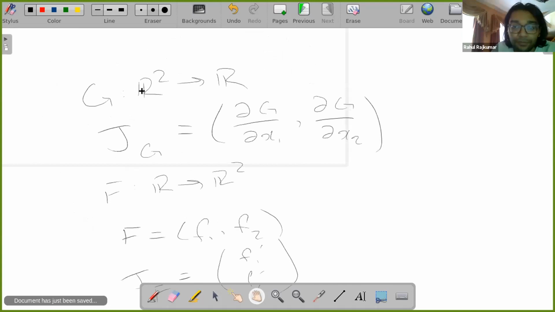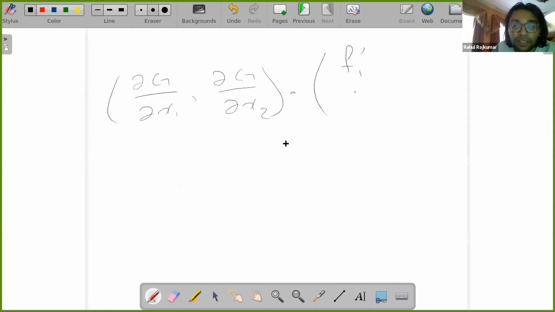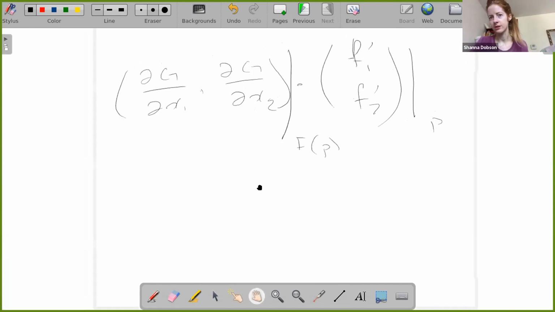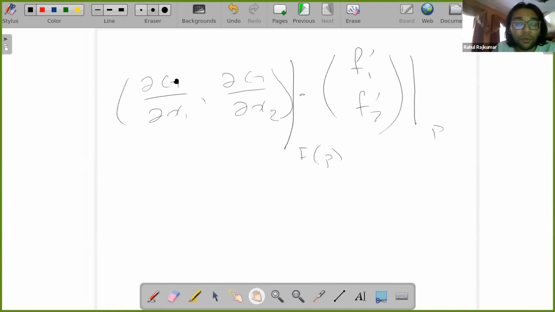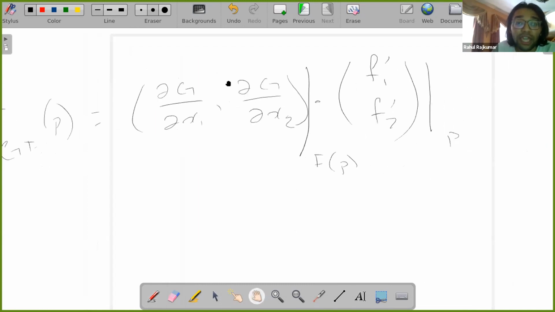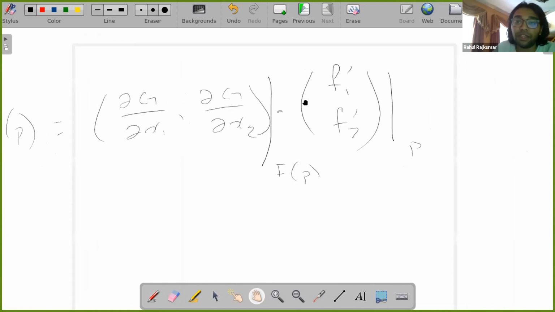at F of P, and this is being evaluated at P. Well, can you say that one more time? You froze for about 10 seconds. Oh, sorry. So remember, we're looking for JGF at P. So that is JG at F of P. So the Jacobian of G is this, evaluated at F of P, dotted with the Jacobian of F at P, which is this. Thank you.